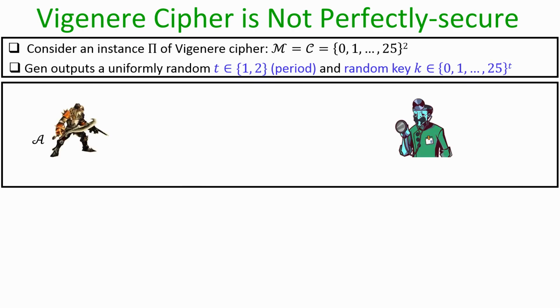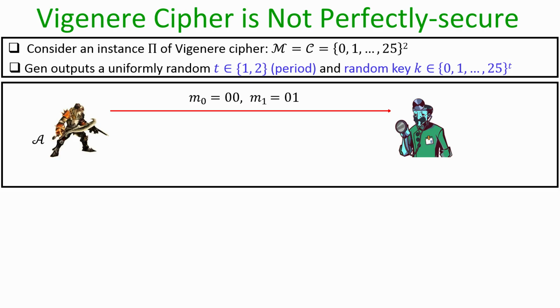Now we are going to prove that this instance of Vigenere's cipher is not perfectly secure. That means we will give a concrete attack where the attacker can significantly find out what exactly is the underlying message which has been encrypted. We are going to use the game based definition here, namely we will show an instance of the game where the distinguishing advantage of the attacker is significantly better than half.